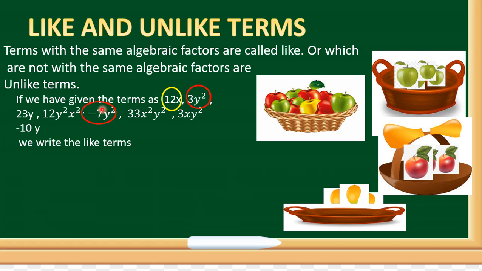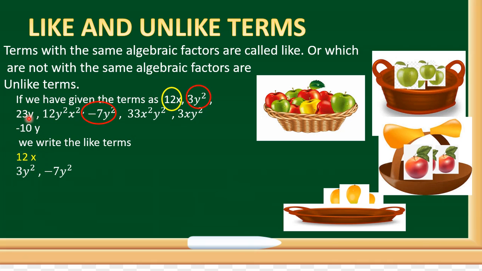Yes, minus 7y square. So we can write 3y square and minus 7y square; these are two like terms. Now what about these two? Let us take 12x and 3y square. These two are unlike terms, as 12x contains the variable x and 3y square contains the variable y square. So both the variables are different here, and we can say 12x and 3y square are unlike terms.